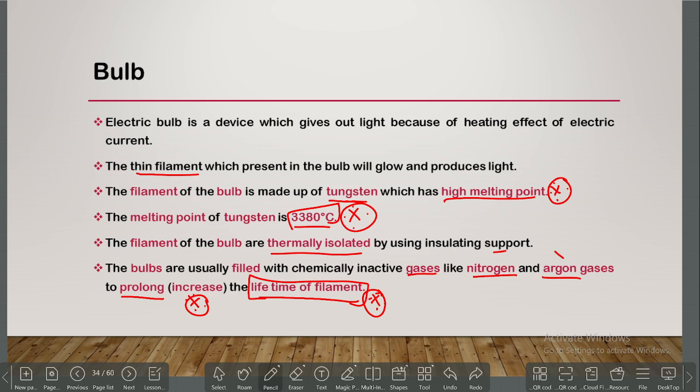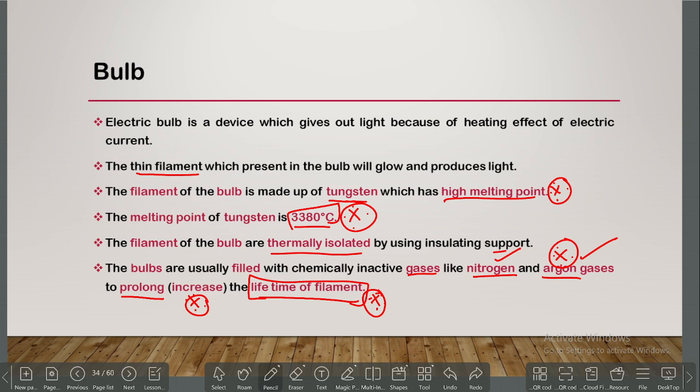They will give one of the gases and ask for the other gas in the form of options. What gases are filled inside the bulb? Nitrogen and dash. Like this they will ask the question. So what are the two gases filled over here? One is nitrogen and another one is argon. For what purpose? In order to increase the lifetime of the filament.